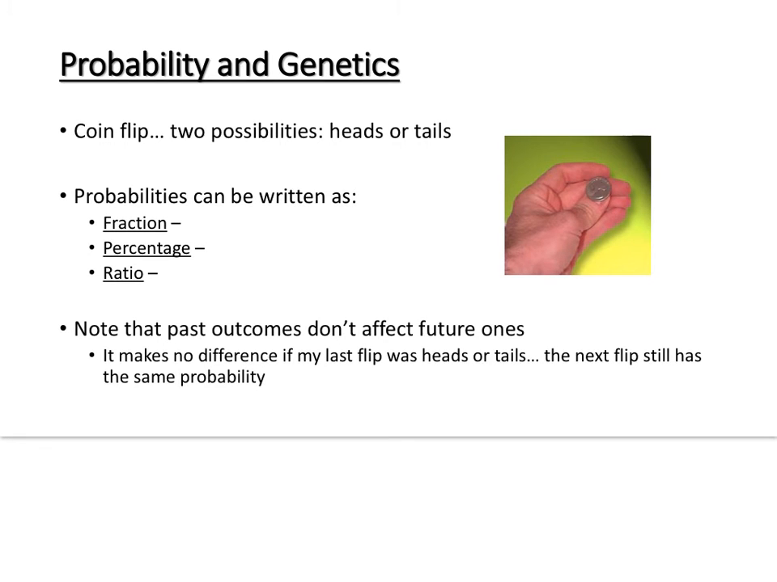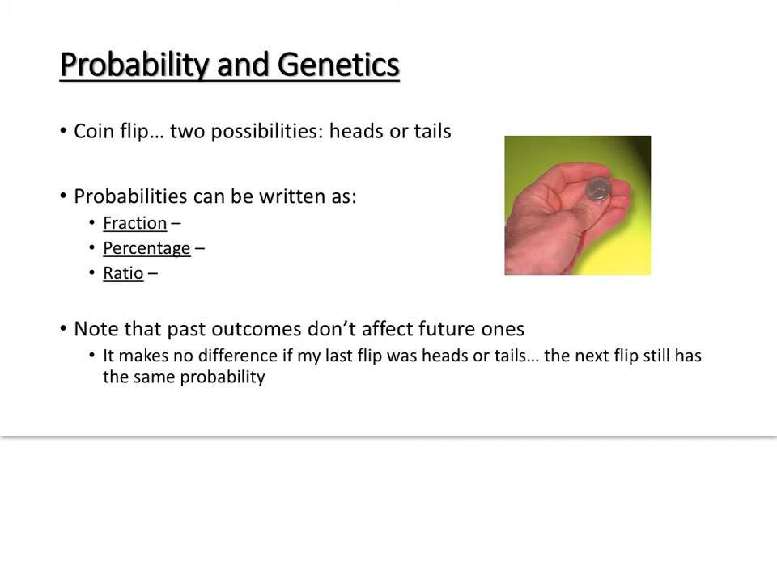So when we flip a coin, which has heads on one side and tails on the other, we essentially have a 50-50 chance of getting heads and a 50-50 chance of getting tails. Now, we can write that as a probability, and probabilities can be written in one of 3 different ways. You can write a probability as a fraction.